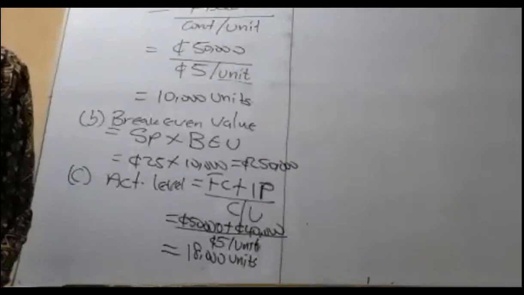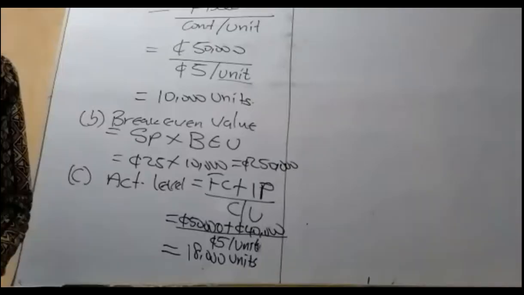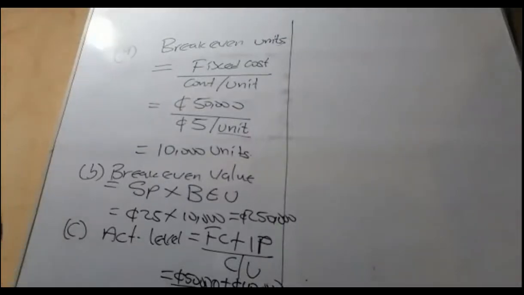The next question states that the company budgeted to sell 13,000 units of product worth PQ. Calculate the margin of safety. So if the budgeted unit is 13,000, in terms of unit, value, and as a percentage. So now let's go to the board. So the budgeted unit is 13,000. Budgeted unit is 13,000. So A, B, C, and D.